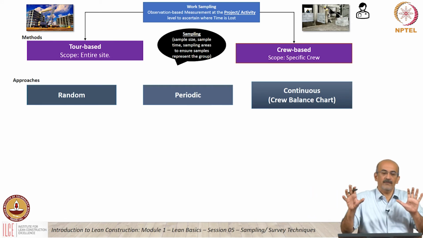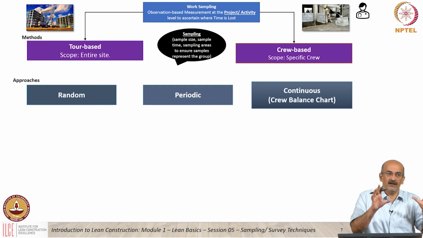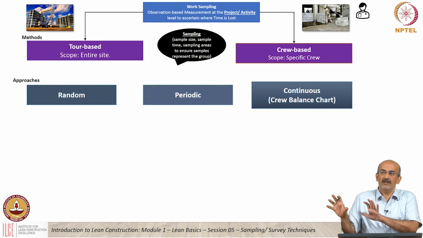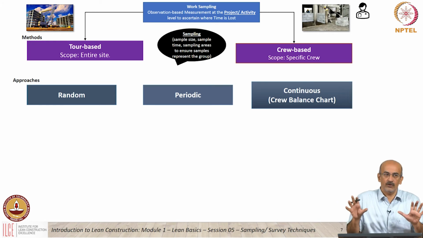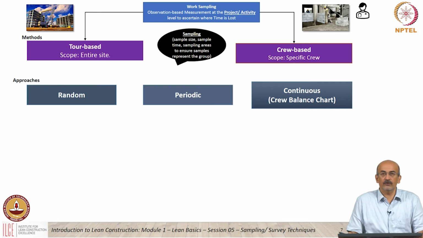Now, there are many ways you can adapt work sampling. The basic concept is observation and some kind of data you are getting from observation. There are many adaptations you can do, and we will come to some of that as we go through this session.